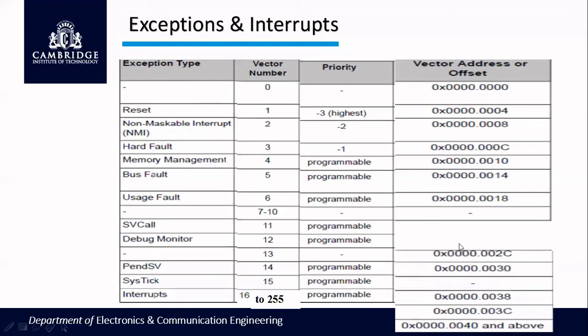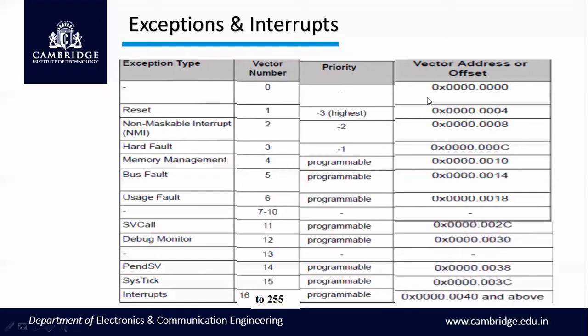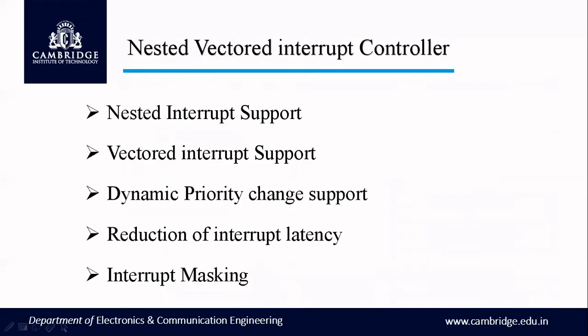If you see the vector table size, it would start with 0 and it would end at 3FF for the 256 exceptions and interrupts, which means that 1 KB of memory is used for holding the vector table. 1 KB of memory is required for storing the vector table alone. So these are the functions of the NVIC which we have already seen. All these operations are handled for the 256 exceptions and interrupts by this NVIC block.